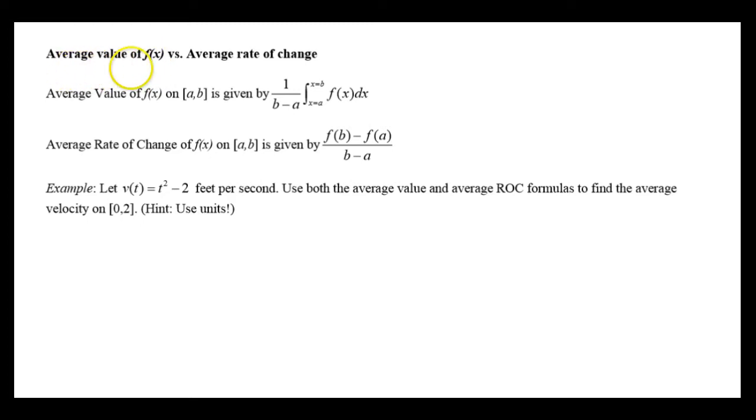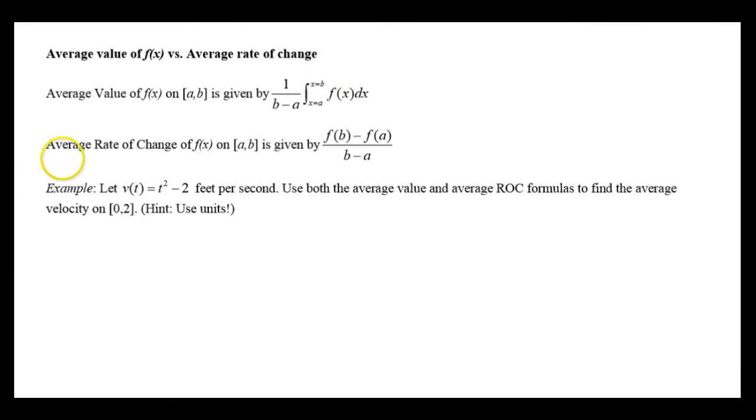All right, so we just learned the concept of the average value of a function. And once we learn this concept, a lot of students get it mixed up with the average rate of change notion we learned a while back. So just to put them side by side, the average value of f of x on a to b is the formula we just learned, 1 over b minus a, the integral from a to b, of f of x dx.